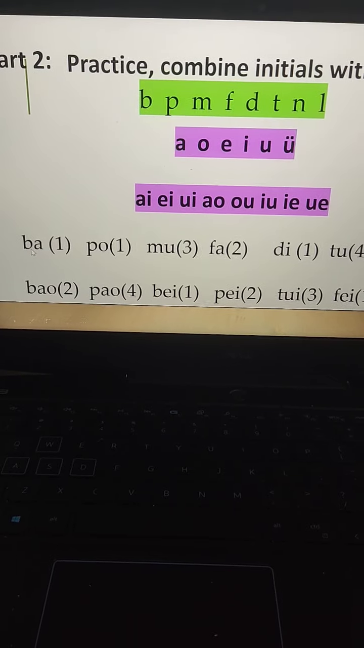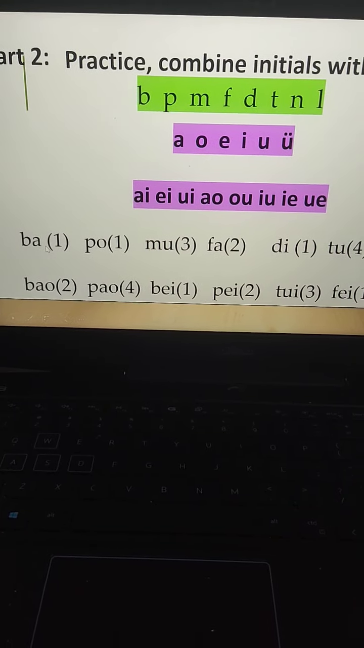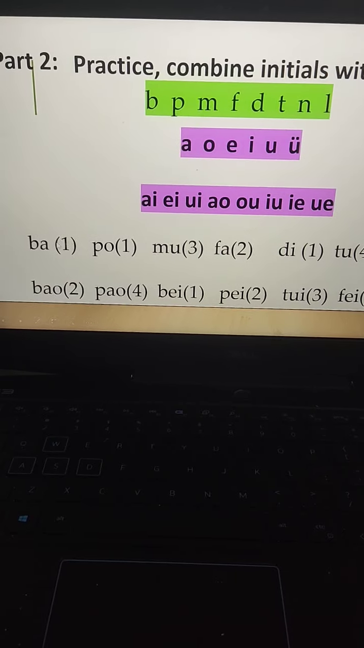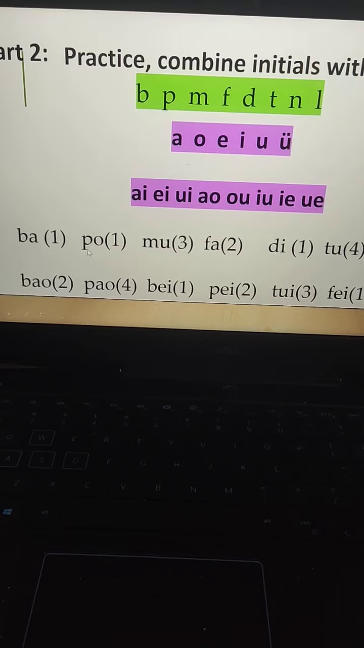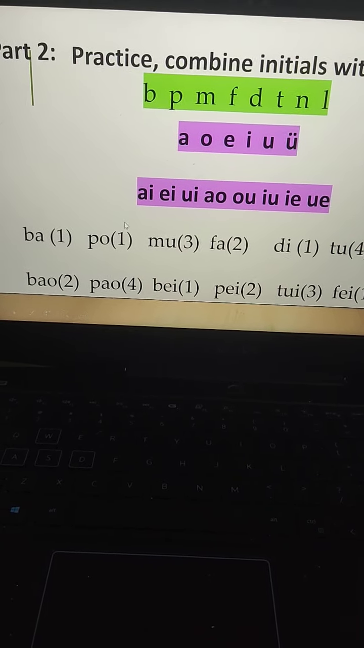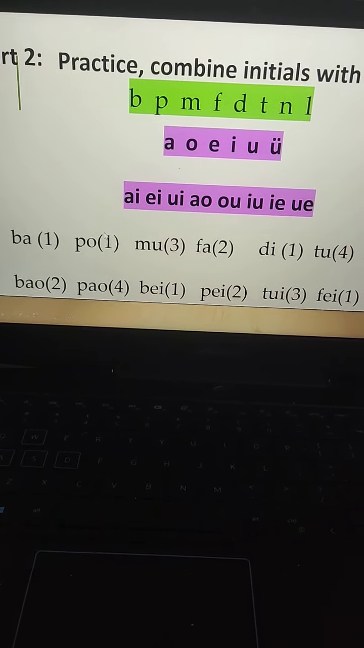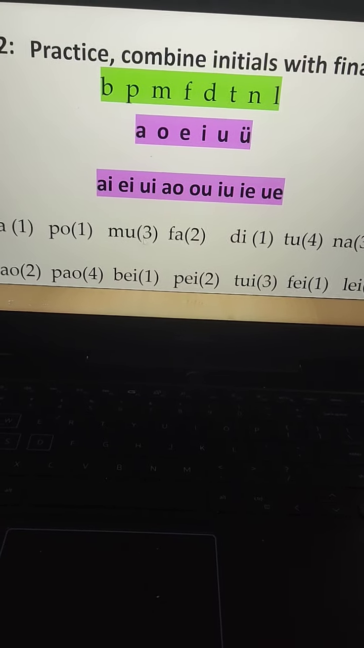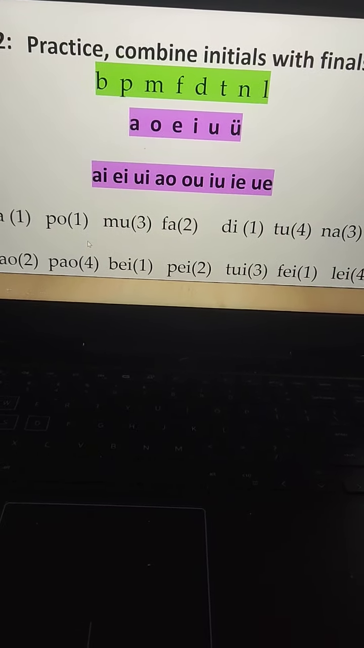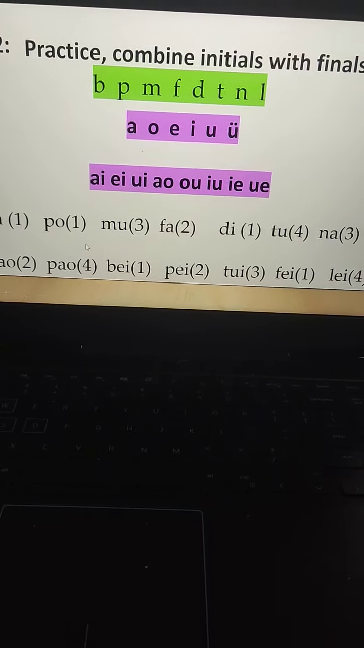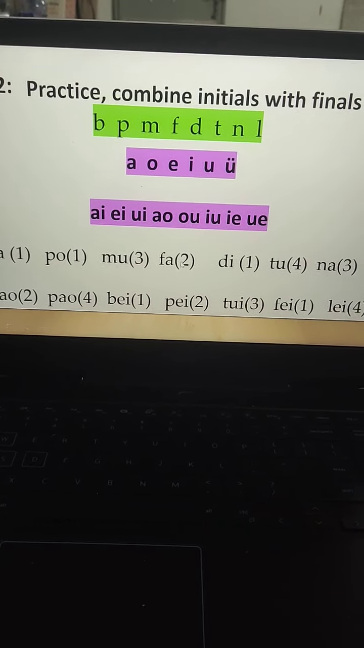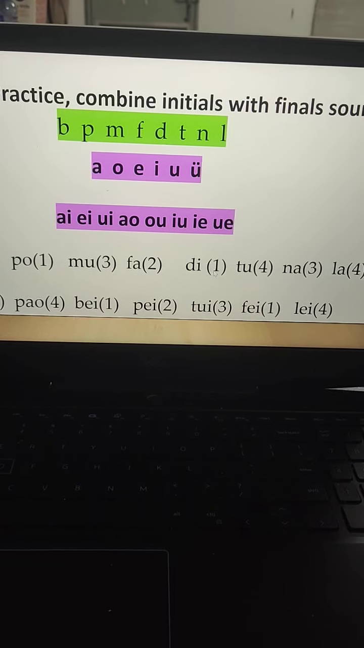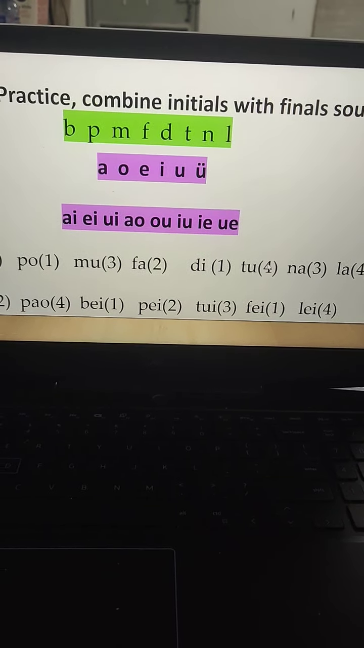Now let's practice. How to pronounce this one? Bo, first tone, so it's bo. Okay, how to pronounce this one? Po, first tone, po. Okay, now I give you some time to practice this, and later I will check if you pronounce it correctly or not, okay? How about this one? How to pronounce this one in third tone? How to pronounce this one in second tone? How about this one in first tone? Fourth tone, okay?